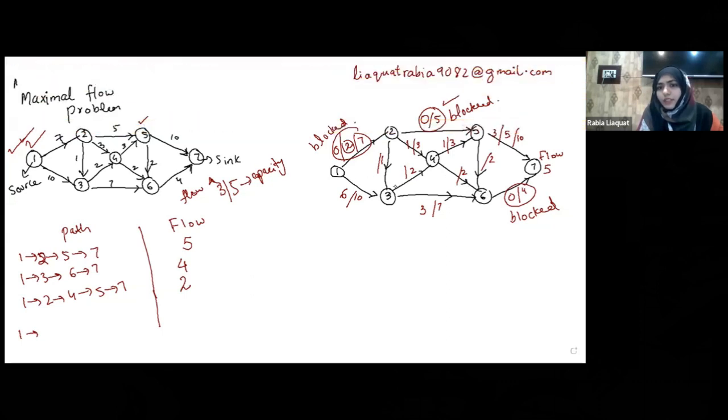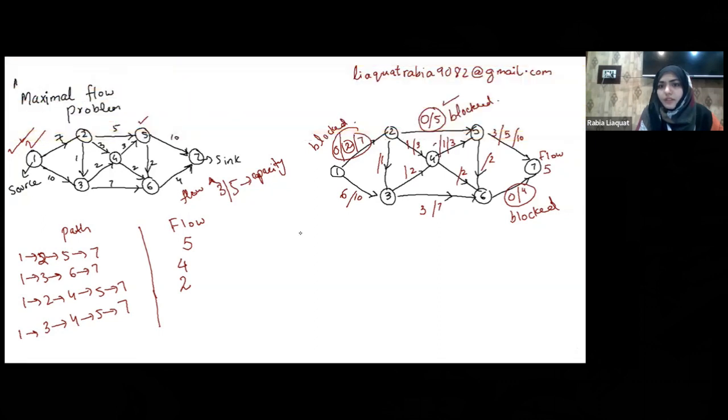So 1 to 3, 3 to 4, 4 to 5 and 5 to 7. What is the shortest capacity from 1 to 3, 3 to 4, 4 to 5 and 5 to 7? The shortest capacity is 1.